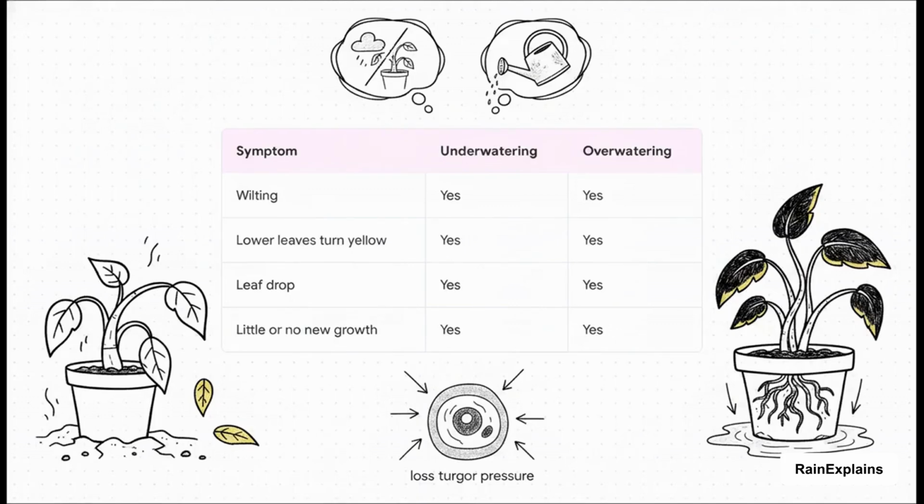Just look at how perfectly these symptoms overlap between underwatering and overwatering. Both of them cause wilting, both cause lower leaves to turn yellow, and both cause leaf drop. Why? Because both situations result in a dangerous loss of turgor pressure, which is just the internal water pressure inside the plant cells. When you underwater it, well, there's no moisture to pump up. But when you overwater it, you drown the roots, they rot, and suddenly they can't pump moisture up either. The plant acts thirsty because, functionally speaking, it is.